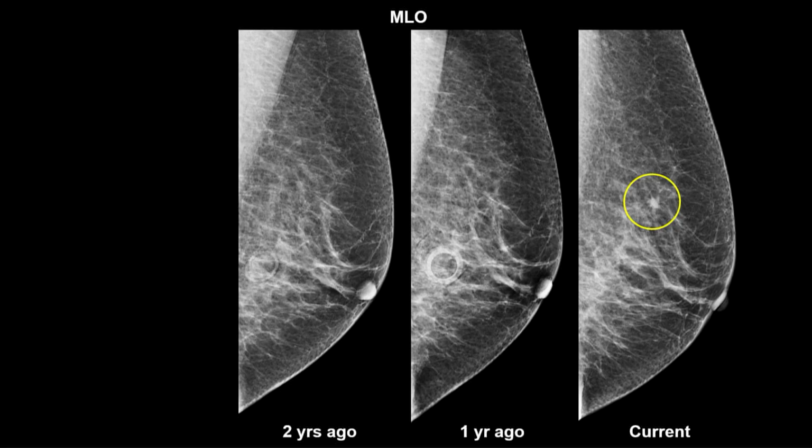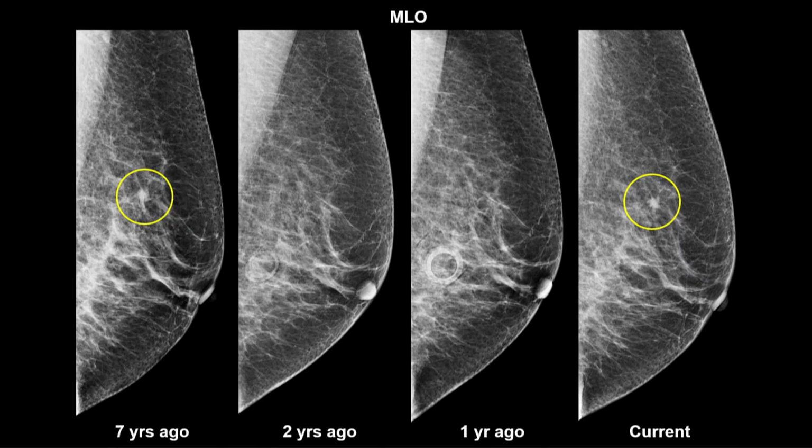So let's look at priors. Well, I don't see it 1 year ago, and I don't see it 2 years ago. This was a mark on some skin lesion. So do we know whether we should recall it or not? When you're considering recall, always look at older priors. We looked at 3 years ago, 4 years ago, 5 years ago, 6 years ago, didn't see anything, and when we got to 7 years ago, there it is.